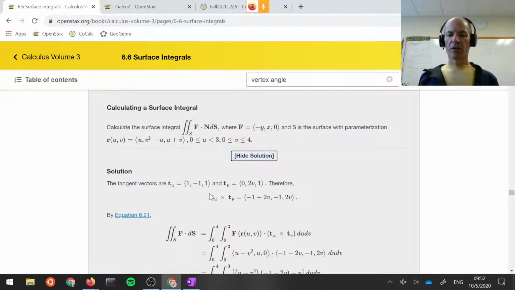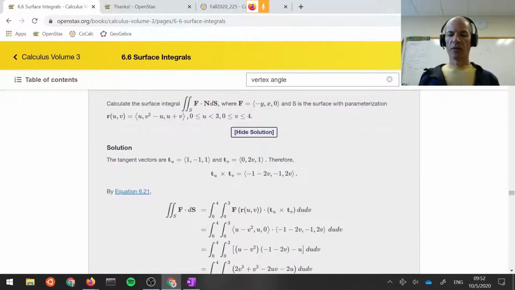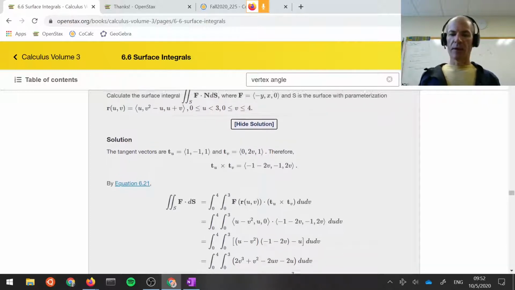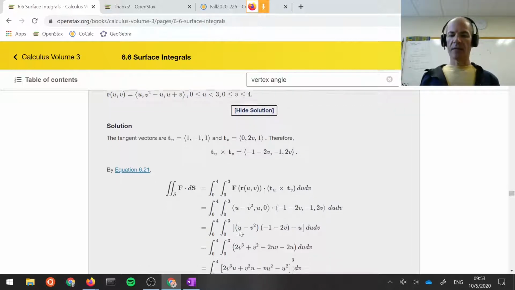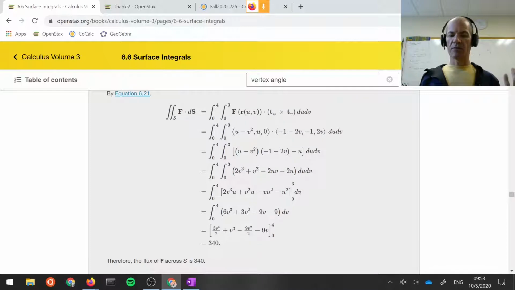We're going to compute r_u and r_v and take the cross product, and then we'll evaluate f along the surface r. We'll take the dot product. The parameter range is 0 to 4 in v, 0 to 3 in u. We'll do that integral, and we'll end up with this flux, 340, whatever that means.